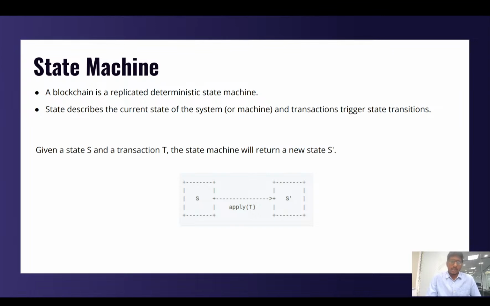Deterministic state machine means, let's consider this is one state and this is another state. Whenever we apply certain transactions on that particular state, after applying the transaction we'll move to another state. Deterministic means whenever we apply that particular transaction, that state machine will always move to the same state. That's what deterministic means in the case of blockchain.